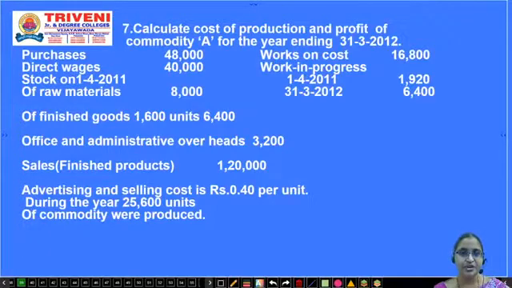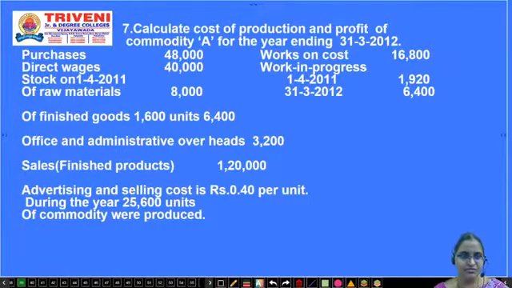The next, 1st April 2011, 31st March 2012. So the works on cost was given. Work on cost means it comes in factory overheads. After that, work in progress. The 1st April 2011 means it was opening work in progress 1,920. 31st March 2012 means the ending of the year, so the amount was 6,400. It was closing work in progress. Opening work in progress means 1st April, closing work in progress means 31st March.